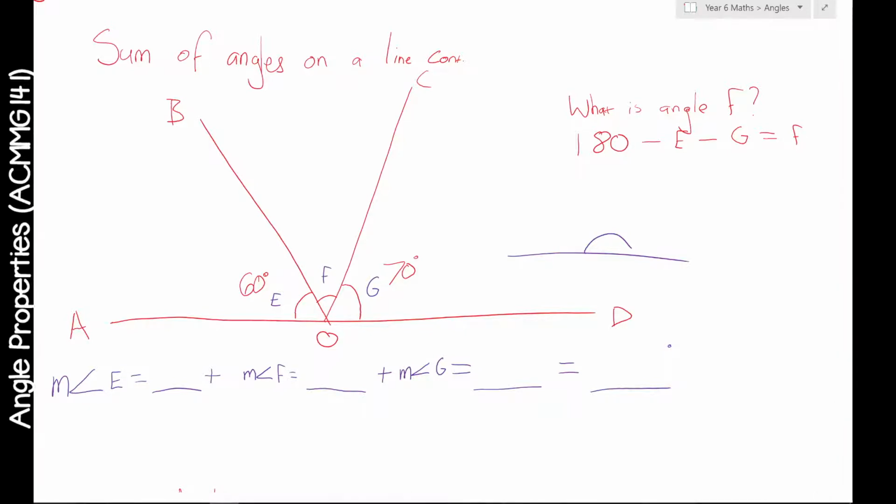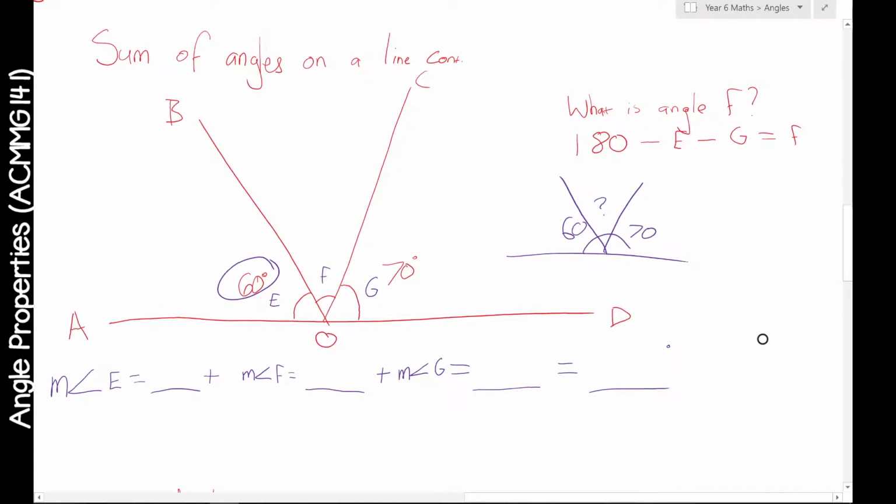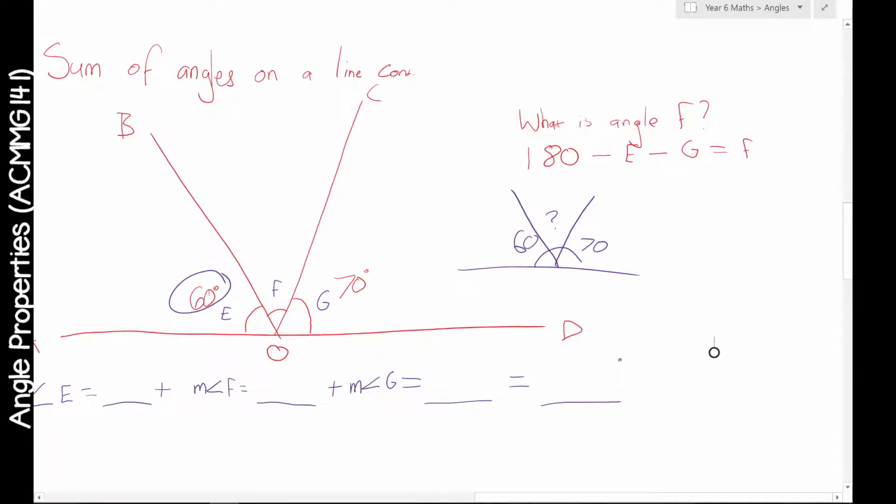And we know that we've got a couple of lines coming off. So we've been told that this one here is worth 60, as you can see here. And this one is 70, but we don't know what this one is, question mark. So how can we work out what this mystery angle is? Well, same idea. If we get 180 and we subtract what we do know, so we know E was worth 60 and G was worth 70, whatever the answer will be the leftover, our F.